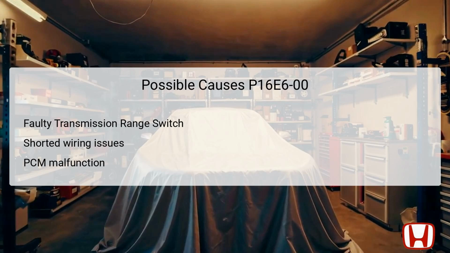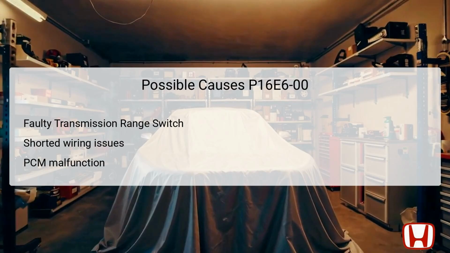There are several possible causes for the DTC P16E6-00. First, a primary suspect is a faulty transmission range switch. If this component is malfunctioning, it may send incorrect signals to the PCM. This can result in confusion regarding the vehicle's actual gear position and may prevent the engine from starting or while driving.